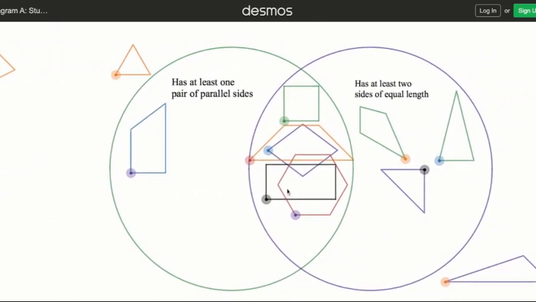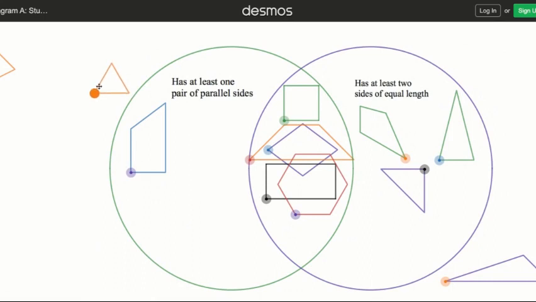This next one is an equilateral triangle, meaning all the sides are equal. But if I think about parallel sides, none of them are parallel. So it does have at least two sides that are equal. More, at least remember means could be more, but it has to be minimum 2.